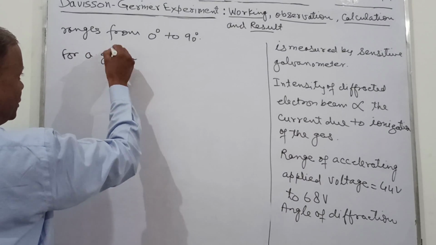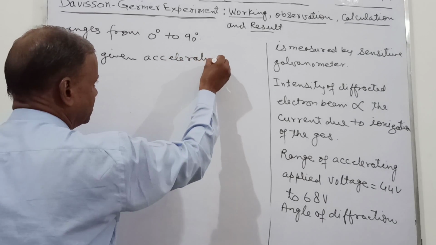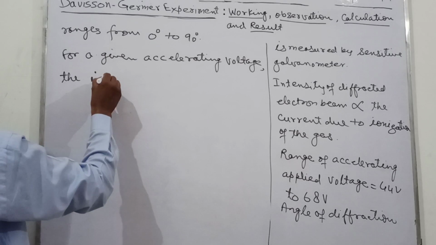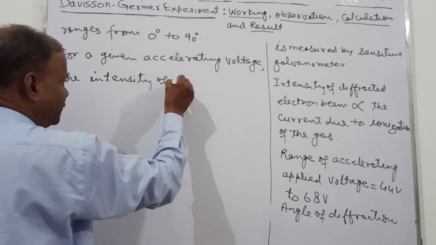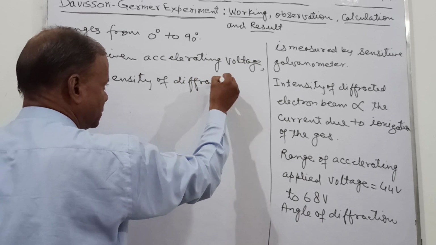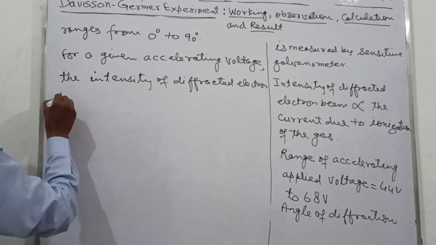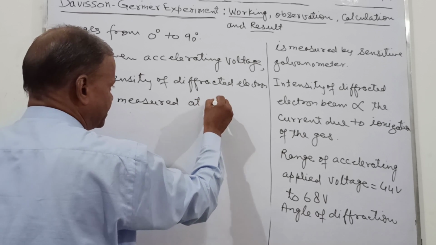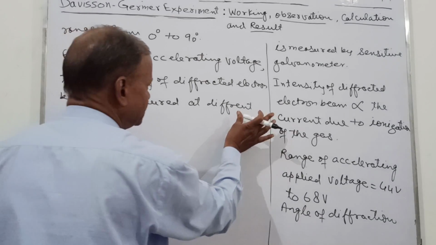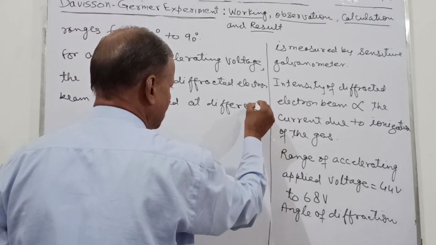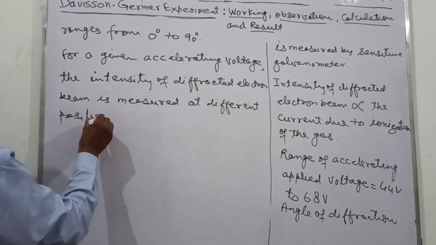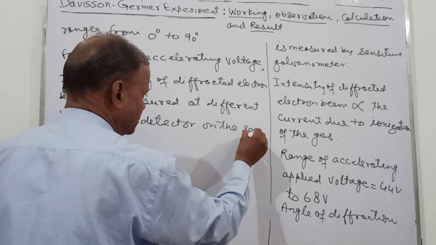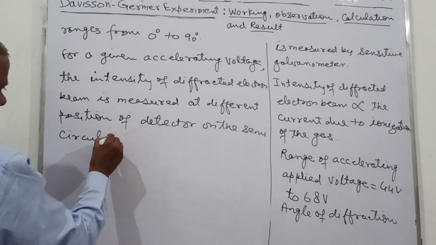For a given accelerating voltage, the intensity of the diffracted electron beam is measured at different positions of the detector on the semicircular scale.